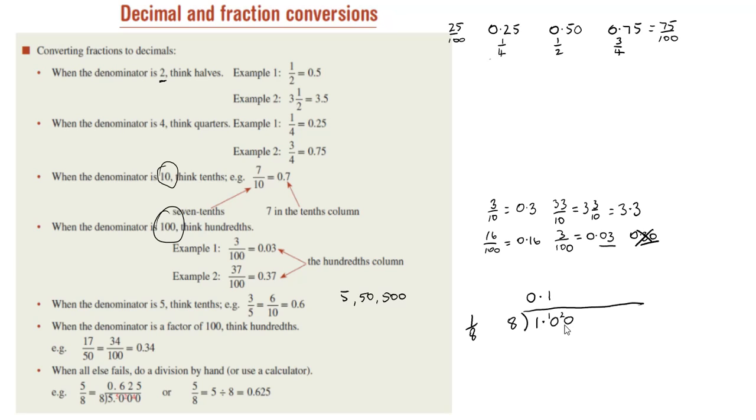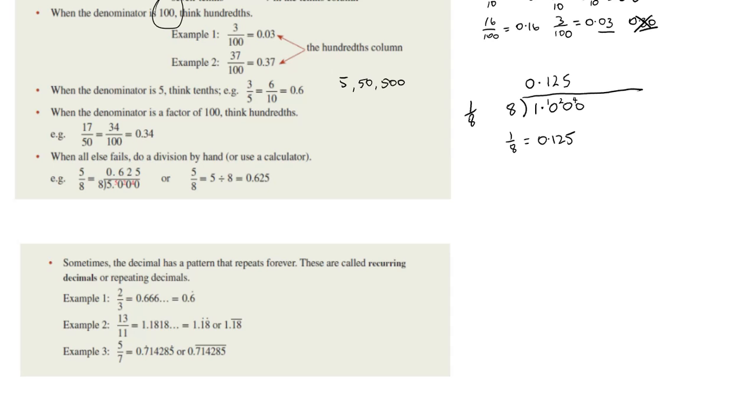How many 8s into 20? Well, that goes 2 times with a remainder of 4. Put another 0 down. How many 8s go into 40? It's 5. No remainder, so our decimal is finished. So 1 over 8 equals 0.125.